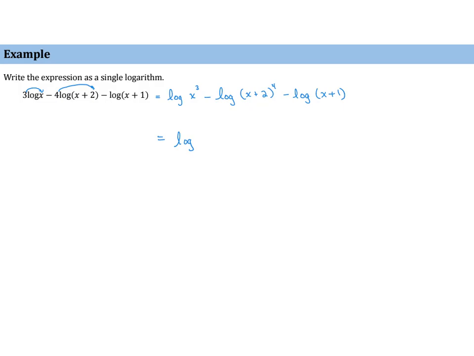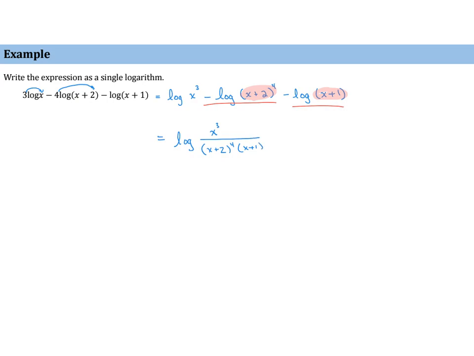And the logarithms that are being subtracted, we're going to put their arguments in the denominator. So x cubed goes in the denominator, x cubed goes in the numerator, and then the denominator will have x plus 2 to the 4th, x plus 1.